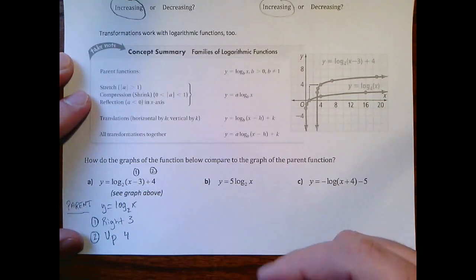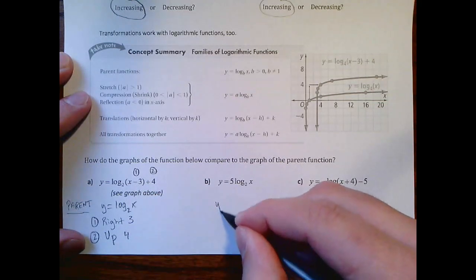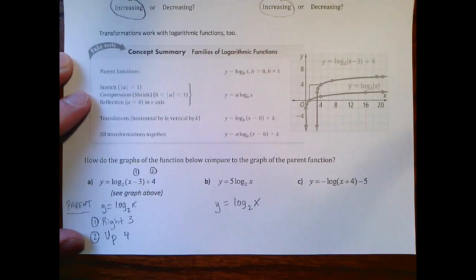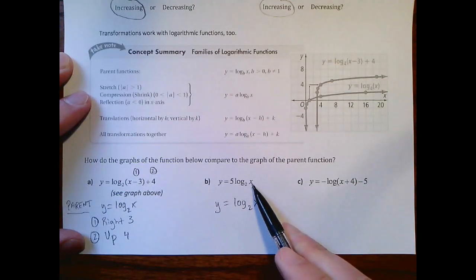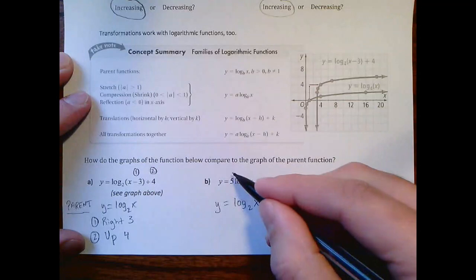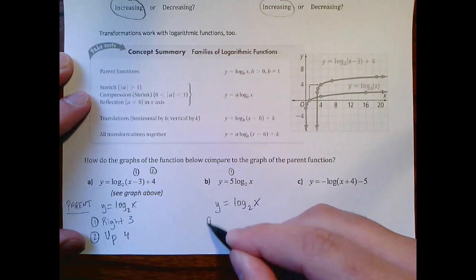So how about in B? What would be the parent function here? The parent function here would be y equals log base 2 of x. Notice I don't have anything changing inside of here. I don't have anything changing inside of here. The only difference is I have a 5 out front. So how many transformations do you see? I just see 1.